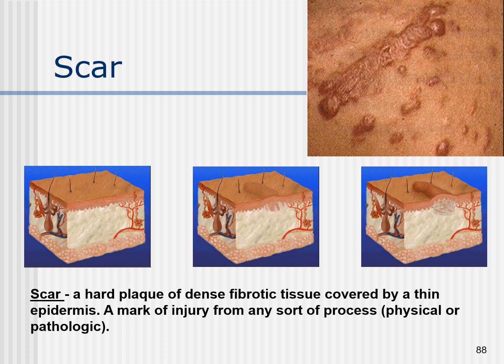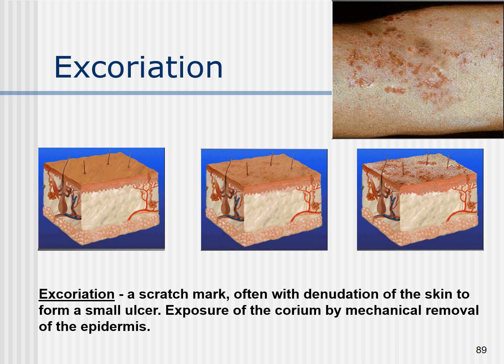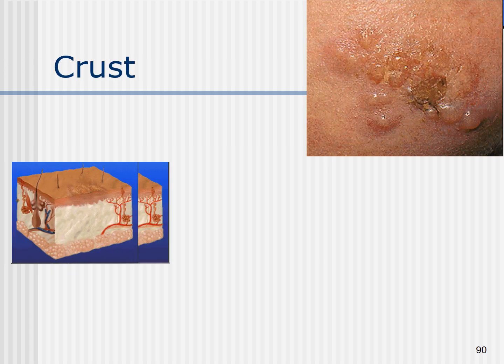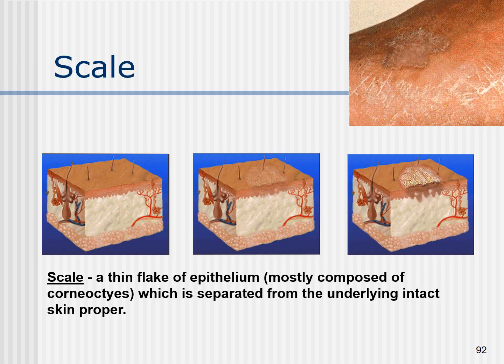Scar. Hard plaque of dense fibrotic tissue covered by a thin epidermis. Scars may be different. Excoriation, a scratch mark, often with denudation of the skin to form a small ulcer. Exposure of the corium by mechanical removal of the epidermis, for example, after itching. Crust, dried surface fluid, often serous in nature, with or without tissue debris. And here we can see scale, a thin flake of epithelium.